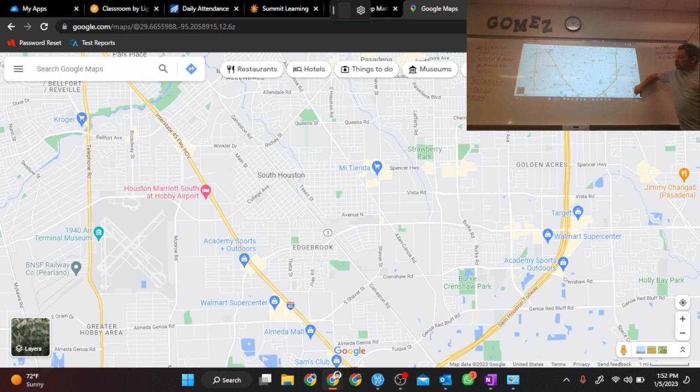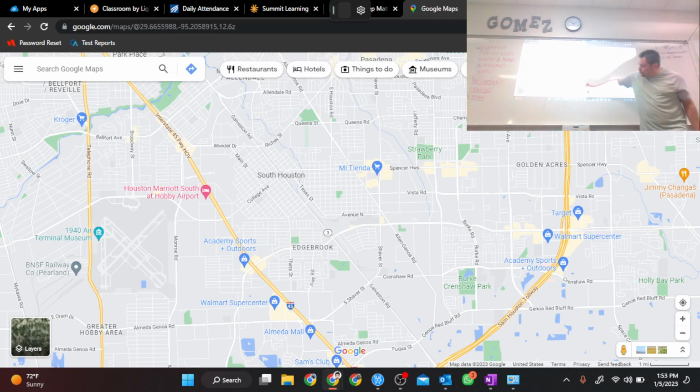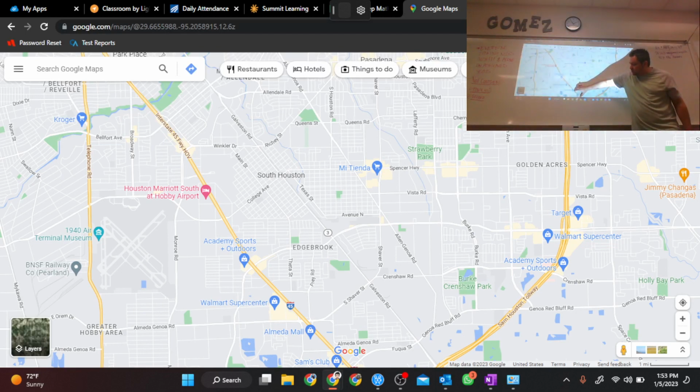So let's say if I'm at Fuquay and 45, put over here, between Fuquay and Shaver is almost a mile. It's a little over a mile, according to my scale factor right here. This is the scale factor. Between Fuquay and Shaver, Sam's and Almira Mall, it's a little over a mile, right?